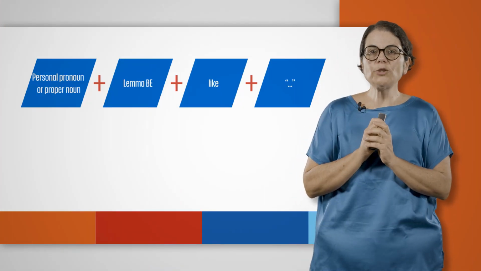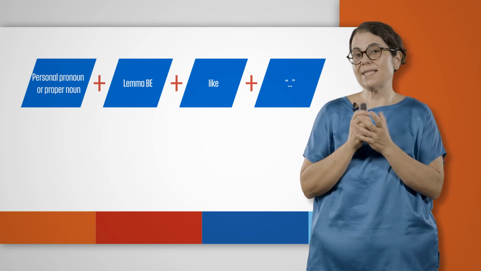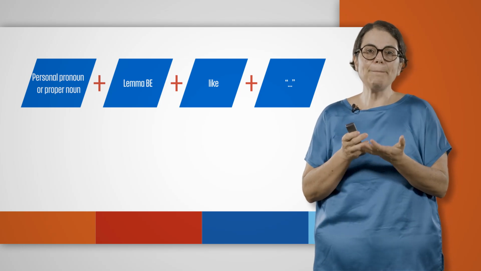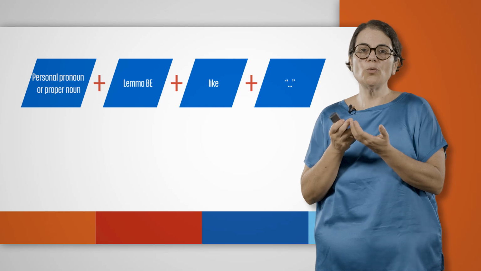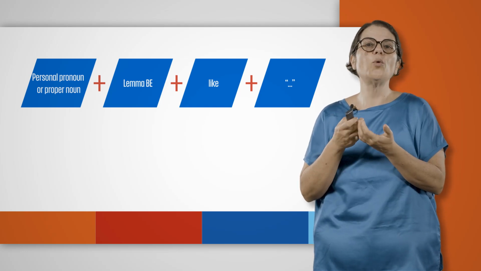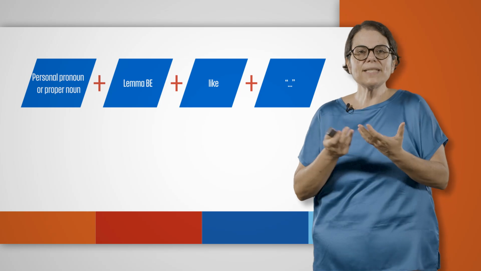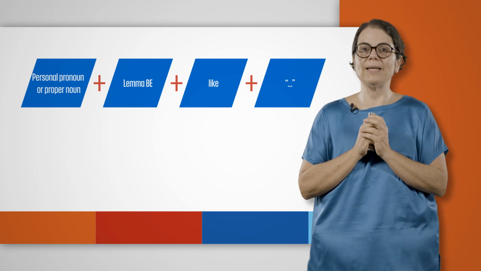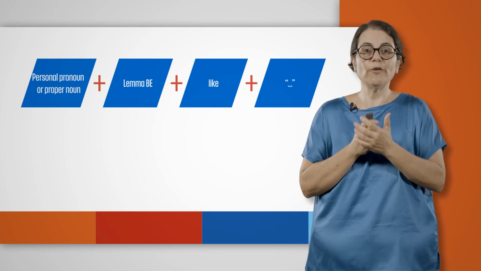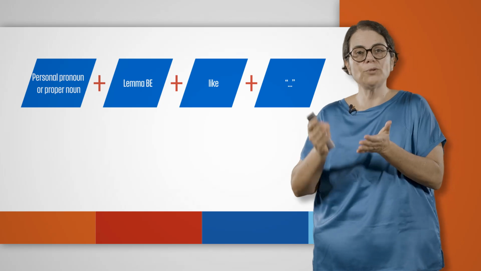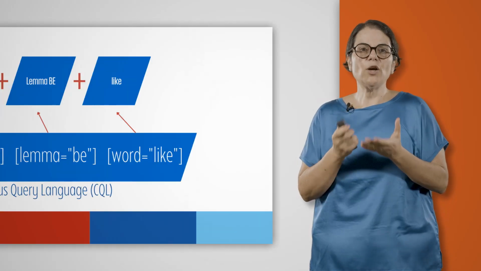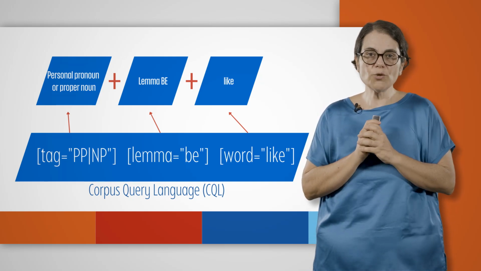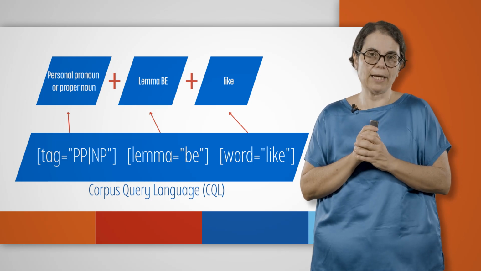One possibility would be to look for words which are likely to function as subjects, such as proper nouns and pronouns, followed by the lemma be, followed by the word like, and a quotation. Now, since we cannot rely on quoting devices like inverted commas in informal language, we're going to query the corpus looking for the first part of the structure, up to the word like. In corpus query language, as used on the Sketch Engine and NoSketch Engine platforms, this query would look more or less as you see on the screen now.